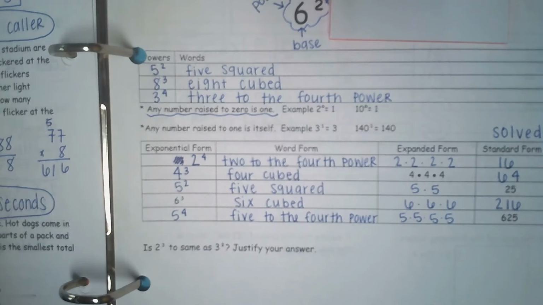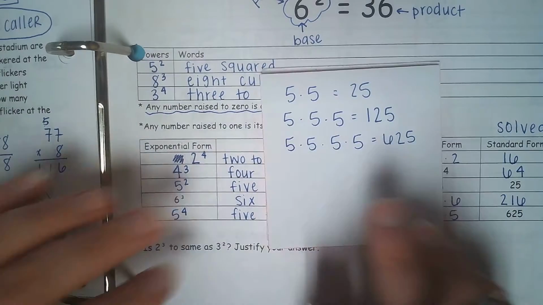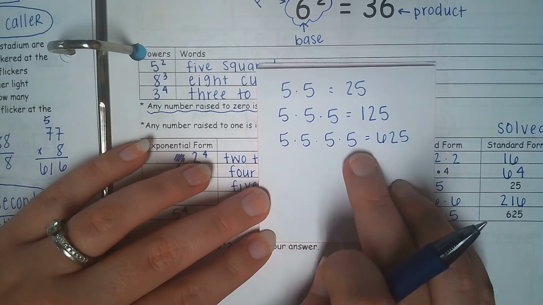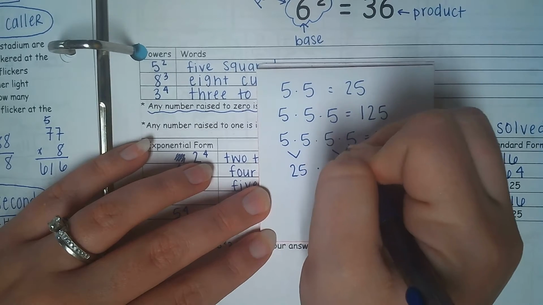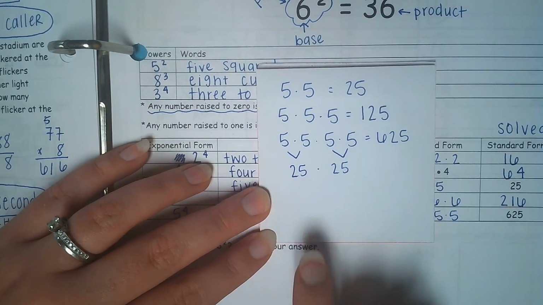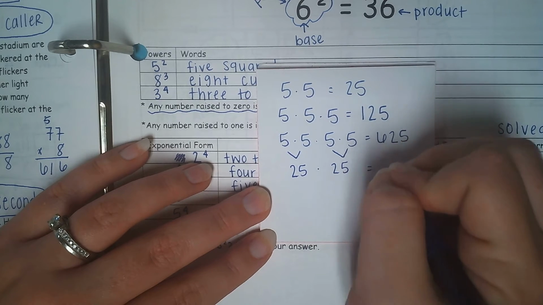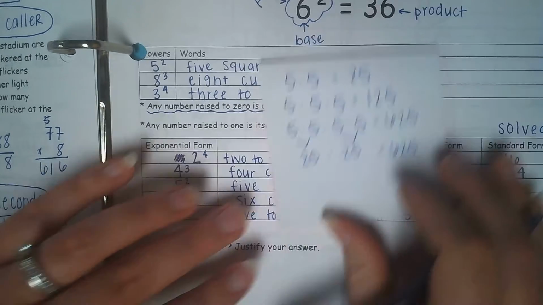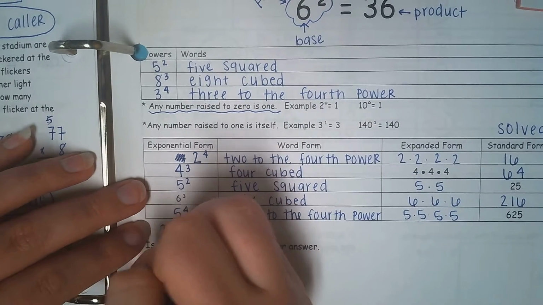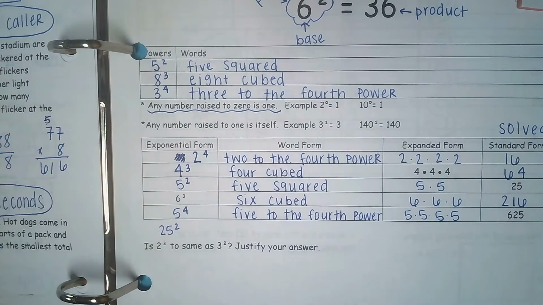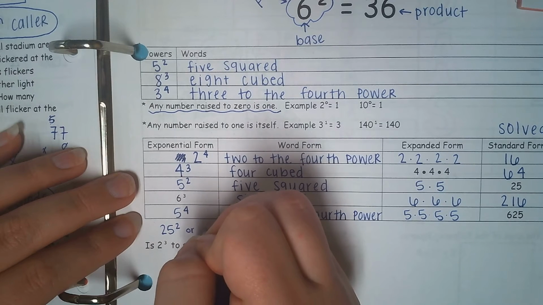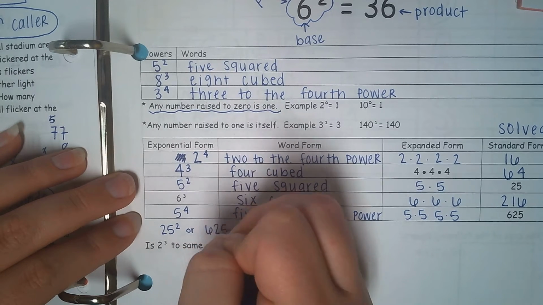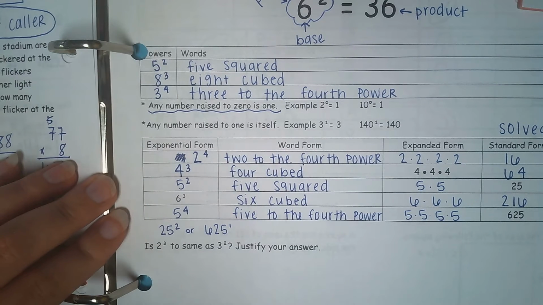Now there are also some other acceptable answers. If we look at 5 times 5 times 5 times 5, we could have said, well, 5 times 5 is 25, and this 5 times 5 is 25, and that would still give us 625. So you could have also said 25 squared. Or, if you got real creative, you could have said 625 to the 1st power.